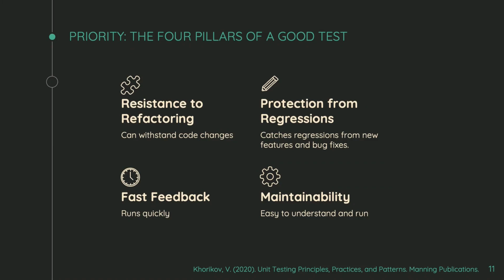Protection from regressions. Make sure you actually catch those bugs as they come up. You don't want to let things slip through the cracks. Third is fast feedback. Make sure your test runs quickly. If your tests take 20, 30 minutes to run, you're simply not going to run it, right? And your test becomes a liability.